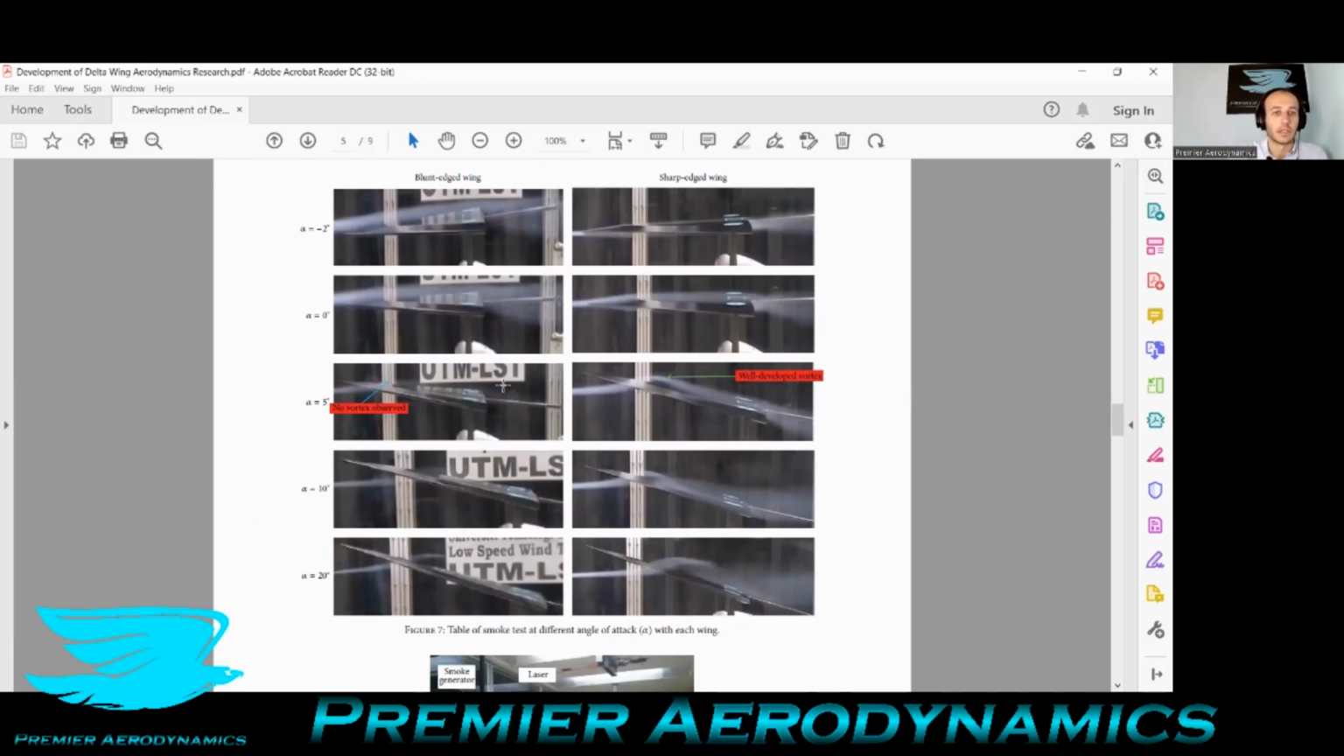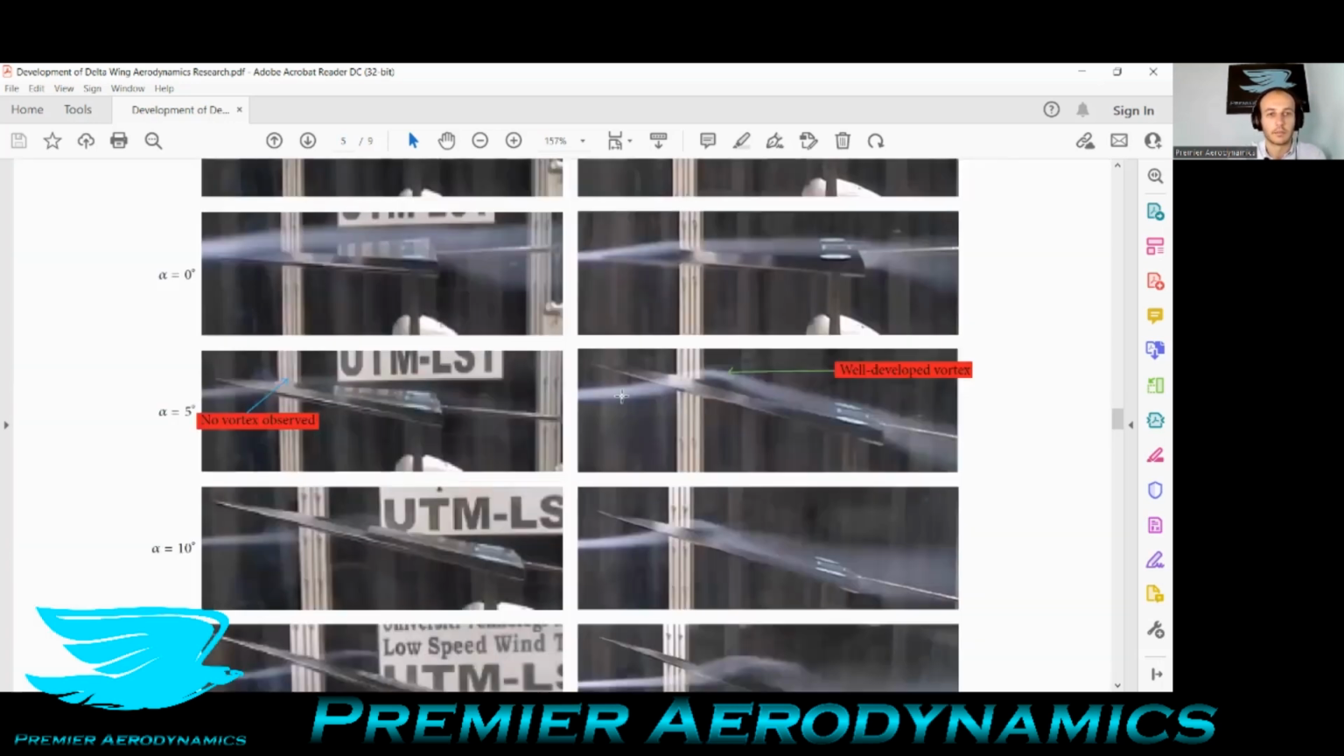So you can see that these are being pitched at different angles. And then at about 5 degrees, you get this really funky flow here. So it not only goes over the leading edge, it then is sucked down onto the surface and really sticks to it. And this is the vortex. And this vortex is a low pressure.